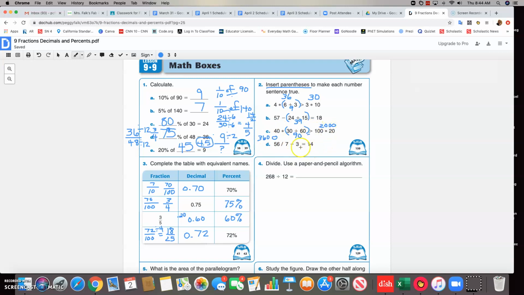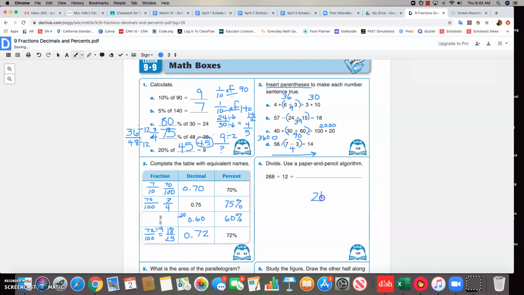Okay, last one, 14. I have to have this equal 14. Well, I know 56 divided by 7 is 8. 8 minus 3 would not equal 14. So these are just guess and checks. That's 4. What's 56 divided by 4? 14. Always remember, once you do an operation, always go back and work from left to right in a math problem, just like we read in a book.